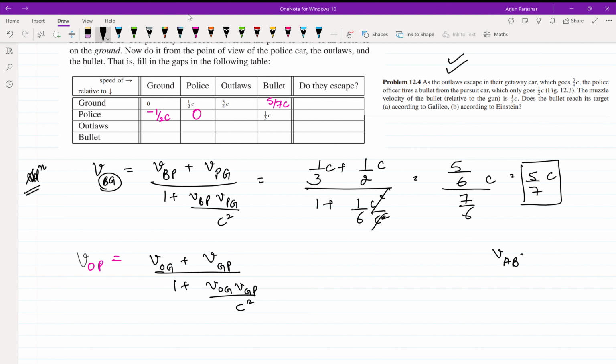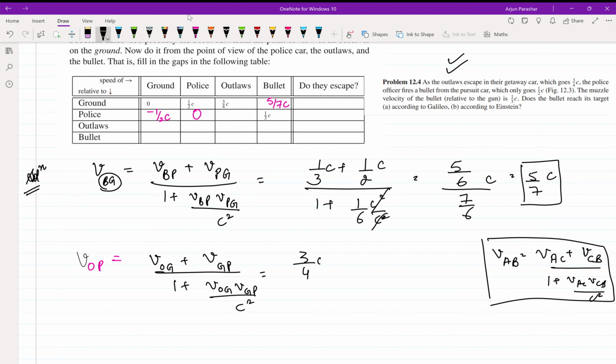It is VAB is equal to VAC plus VCB upon 1 plus VAC VCB upon c square. It is like this. I hope you know it very well. All right, I'm using this formula here. So the velocity or speed of the outlaws with respect to the ground is given by 3 by 4 c.